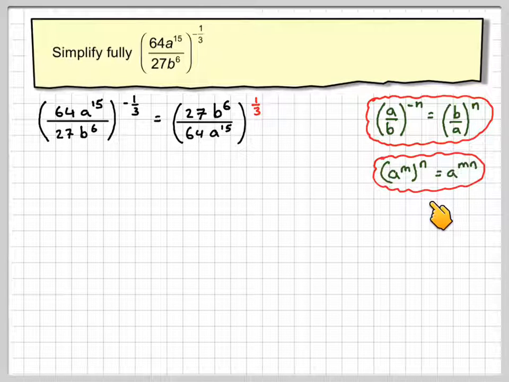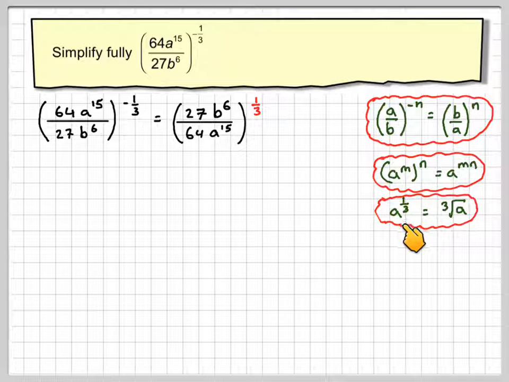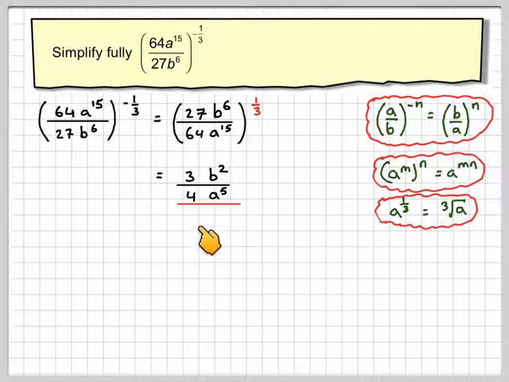Using (a^m)^n is equal to a^(mn), and a^(1/3) means take the cube root of a. So the cube root of 27 is 3, and then b^6 times 1/3 gives me b^2. The cube root of 64 is 4, and a^15 times 1/3 is going to give me a^5. So we've got 3b^2 over 4a^5.